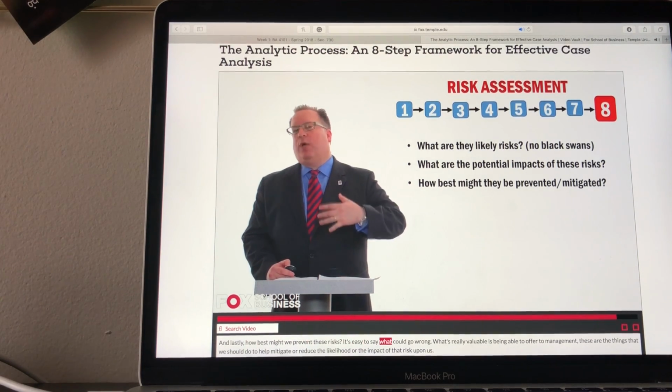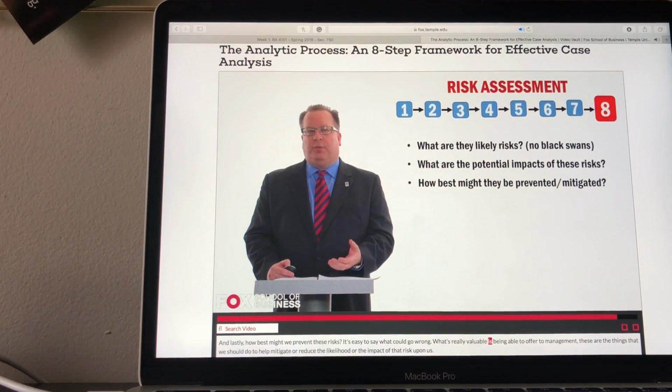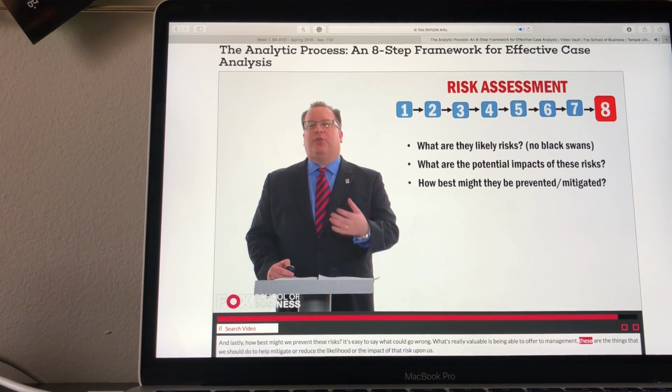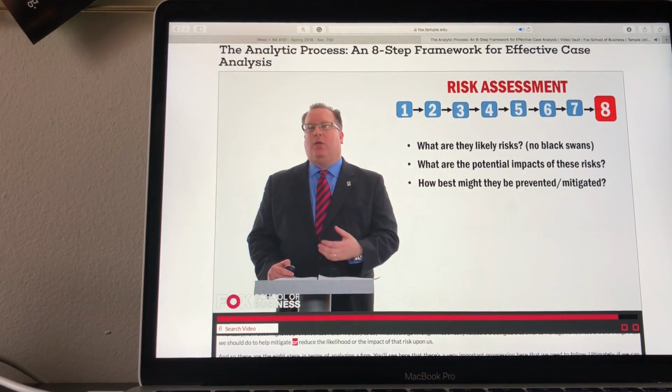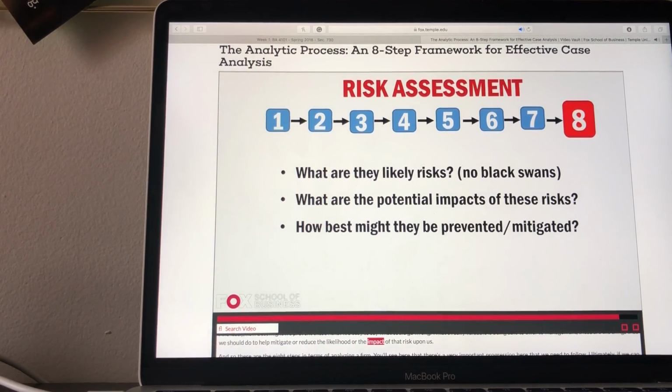It's easy to say what could go wrong. What's really valuable is being able to offer to management, these are the things that we should do to help mitigate or reduce the likelihood or the impact of that risk upon us. And so these are the 8 steps in terms of analyzing a firm. You'll see here that there's a very important progression here that we need to follow. Ultimately, if we can provide this to management, we've built a great business case for them.